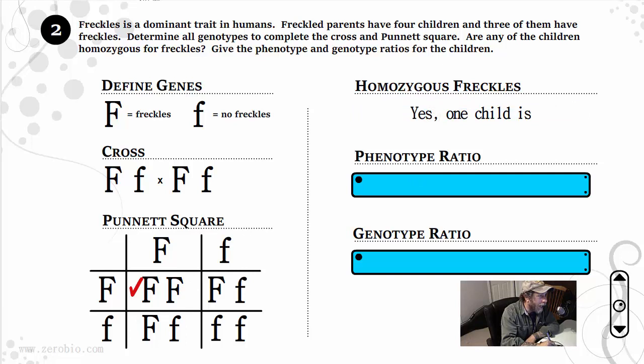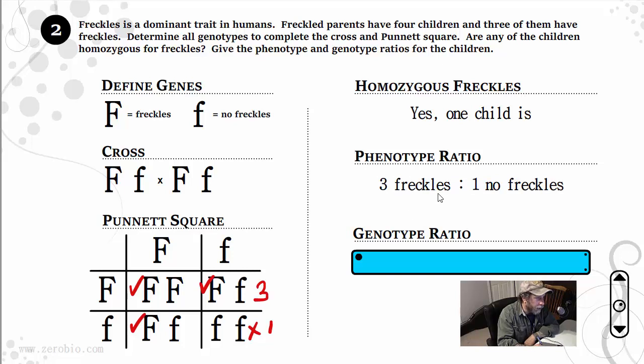Let's look now at the phenotype ratio. This one has freckles, this one has freckles, this one has freckles, this one doesn't. So it's going to be a 3-to-1 ratio of freckles to non-freckles. Three freckles to one no freckles.